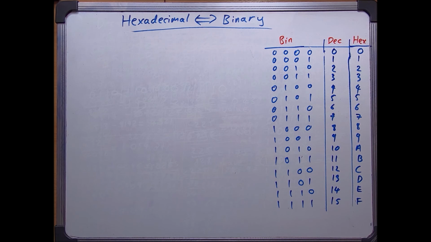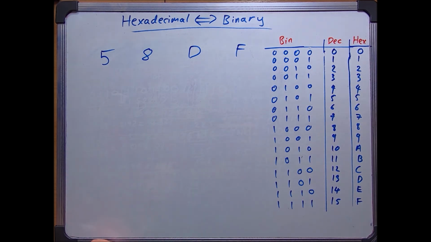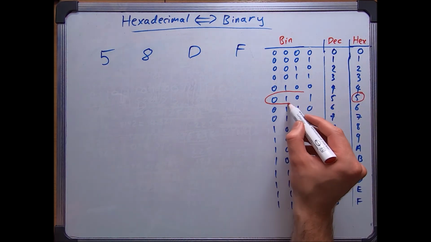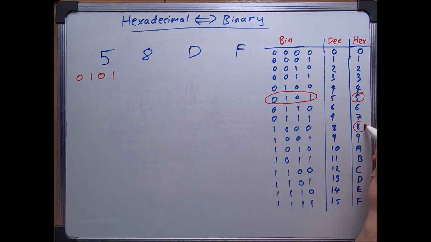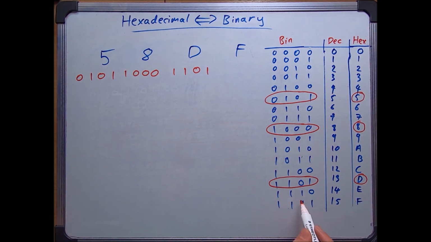This is easily reversible. If I was presented with the hexadecimal value of 58DF, for example, I know each digit represents a block of 4 bits, and so I can just use the truth table in reverse. 5 gives me 0101, 8 is 1000, D is 1101, and F is 1111. So the binary value is 0101, 1000, 1101, 1111.